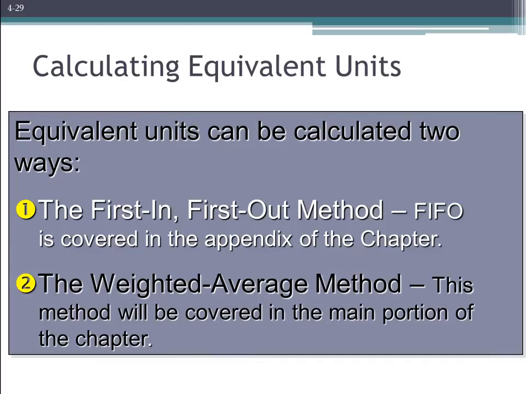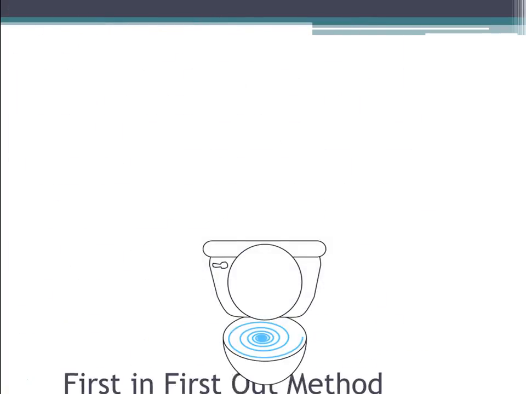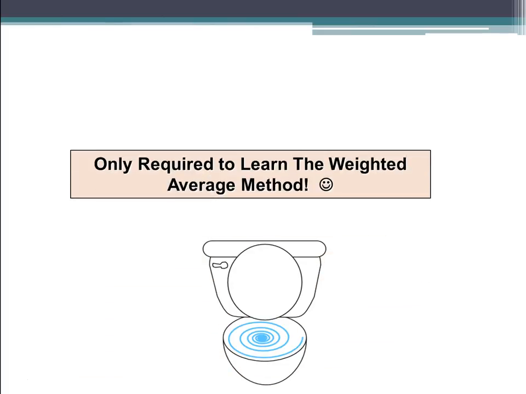Now, this book does give you 2 ways to calculate equivalent units for process costing purposes. The first one is the first in, first out method. It's covered in the appendix of the chapter, and don't worry about it. You do not need to learn that. I will not test you on it. There will be no homework assignments on it. If you're interested in learning about it, feel free to read that and shoot me a message, and I'll happily go over it with you. But all we're going to be learning for the purposes of our semester is the second part, the weighted average method, and this is in the main body of the chapter. But the first in, first out method for now, you need not worry about.